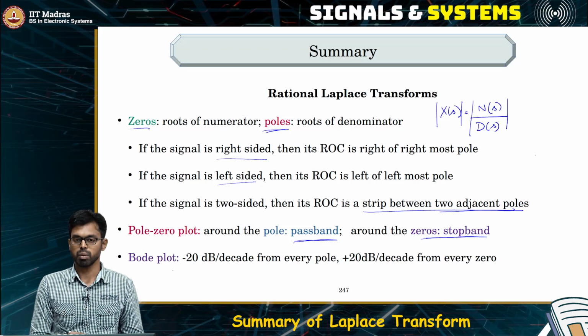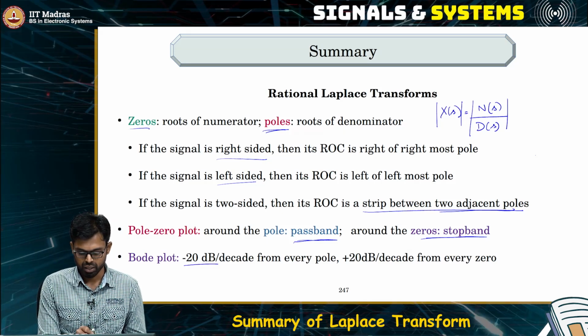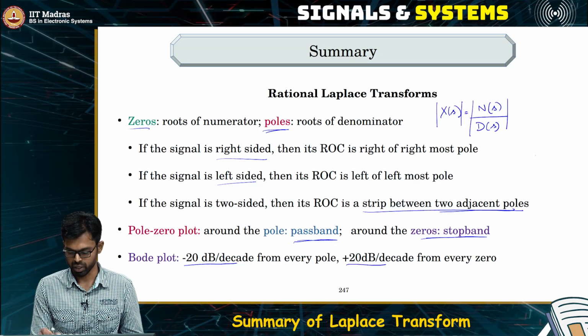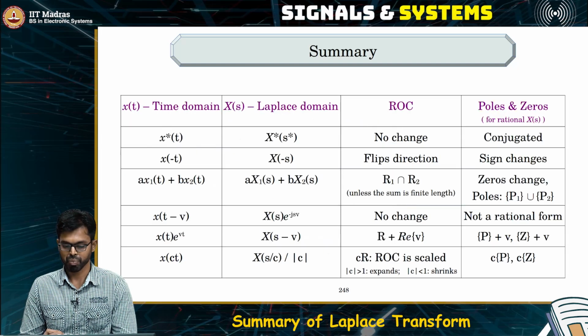And from the point of a pole or a zero, you can say that there is a minus 20 dB per decade slope if it is a pole, or a plus 20 dB per decade slope if it is a zero. And that is enough to draw the Bode plot.